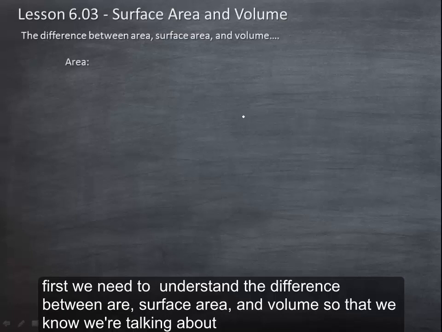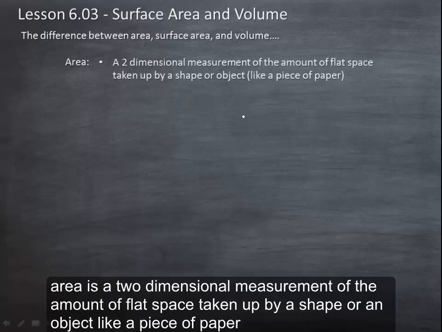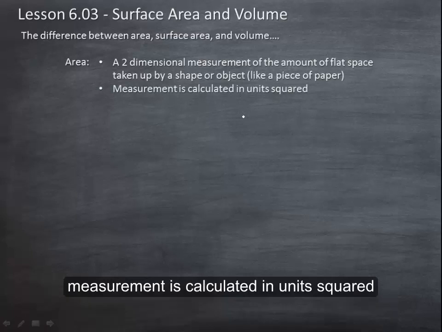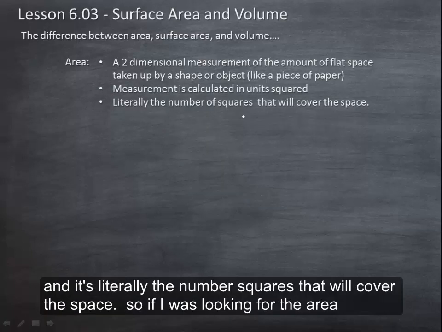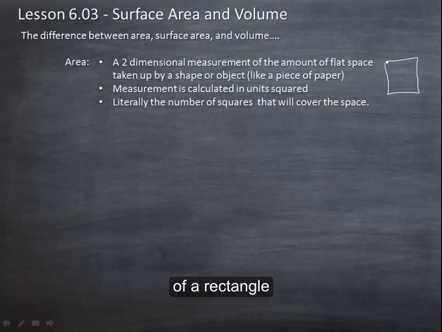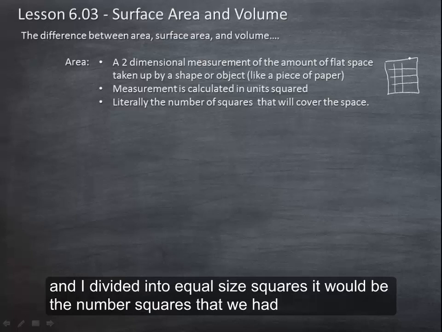Area is a two-dimensional measurement of the amount of flat space taken up by a shape or an object, like a piece of paper. Measurement is calculated in units squared, and it's literally the number of squares that will cover the space. So if I was looking for the area of a rectangle, and I divided it into equal sized squares, it would be the number of squares that we had.